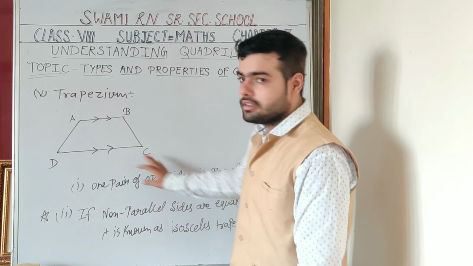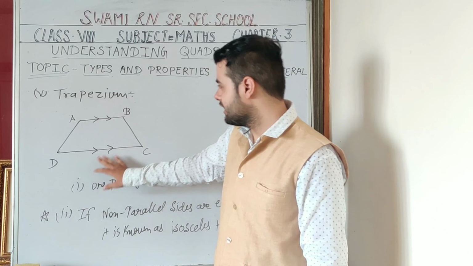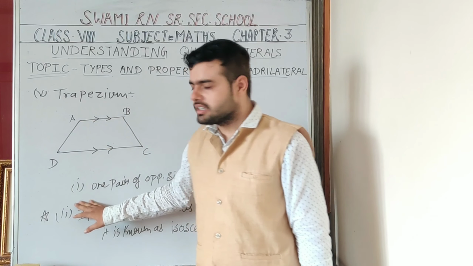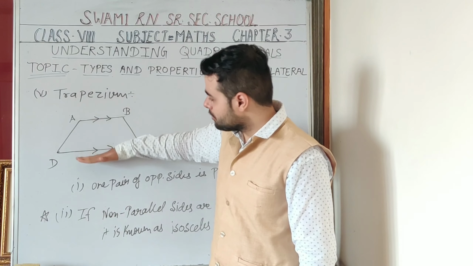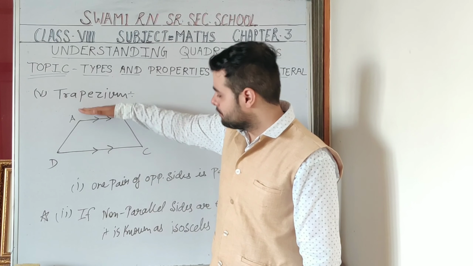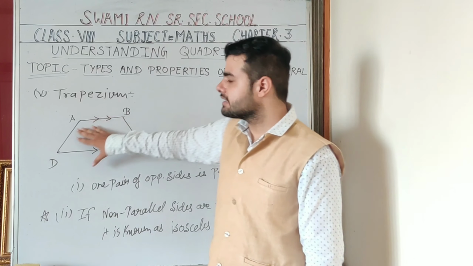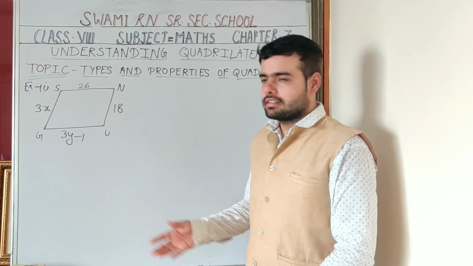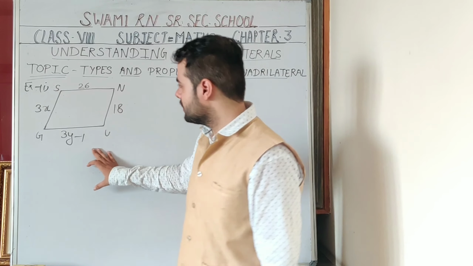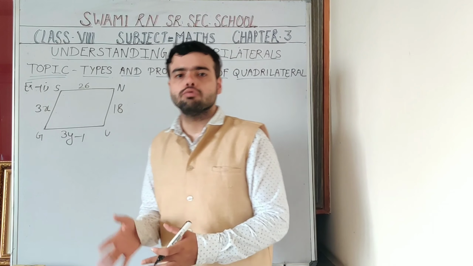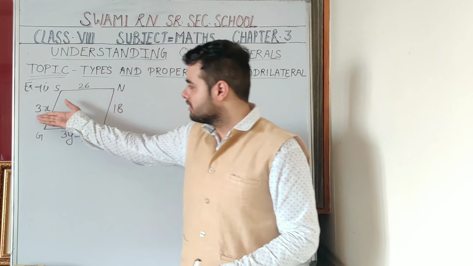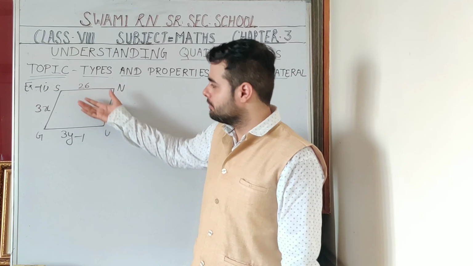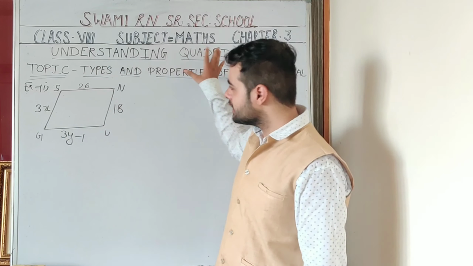Okay students, I am repeating again. In the trapezium, the first property is that one pair of opposite sides is equal and parallel, and if the non-parallel sides are equal, it is known as an isosceles trapezium. Now let's take the first example to understand how we will find the values of x and y on the basis of the properties of a quadrilateral.